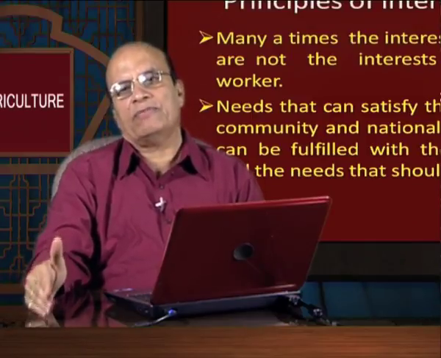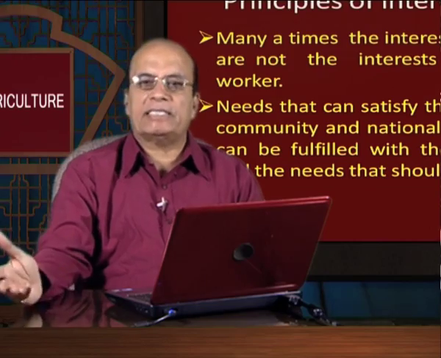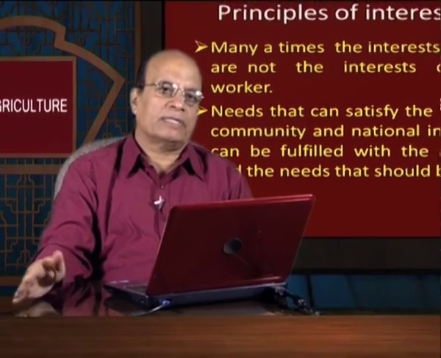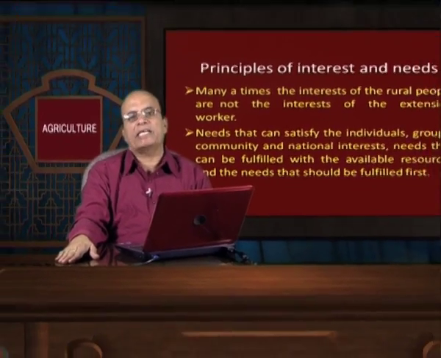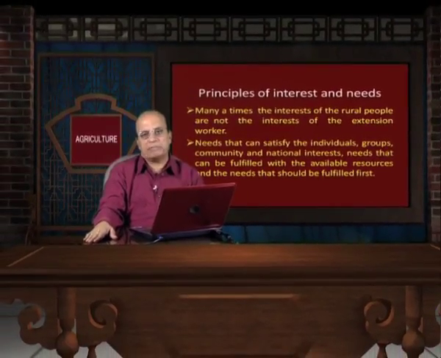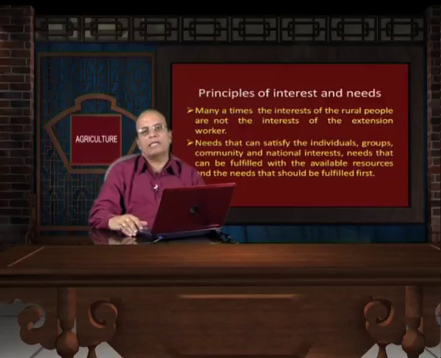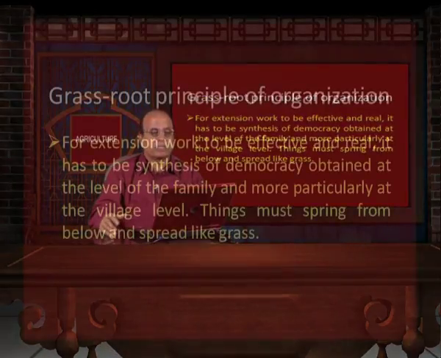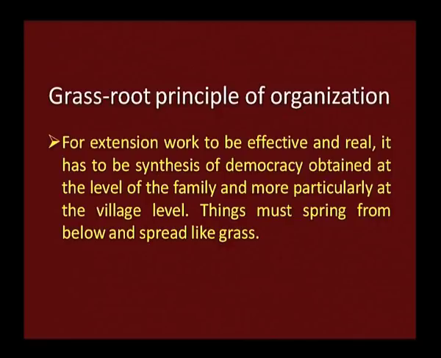First we have to identify what the need is. If he is interested in animal husbandry, he must pass on the technology relevant to animal husbandry. Therefore, the extension worker must take care of the need and interest of the farming community, and only then can we transfer the technology. Second, the grassroots principle of organization.